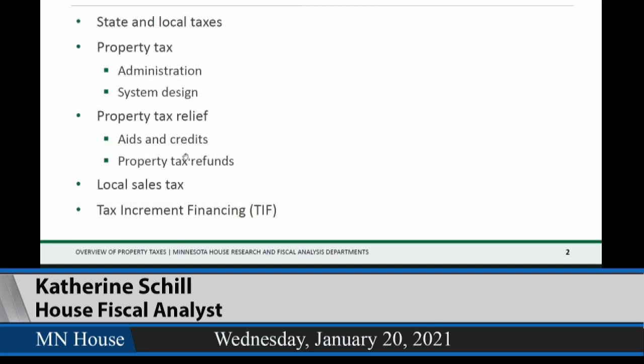So next slide, please. So slide 2 is an outline of today's property tax presentation. I will begin with a bird's eye overview of state and local tax revenues and a review of fiscal resources. Next, Jared Swanson from House Research will discuss components of the property tax system, including its administration, design, and sample property tax calculations. The third section covers state-funded property tax relief programs. Mr. Swan and I will talk about major state aids and credits, and then Sean Williams will discuss property tax refund programs.